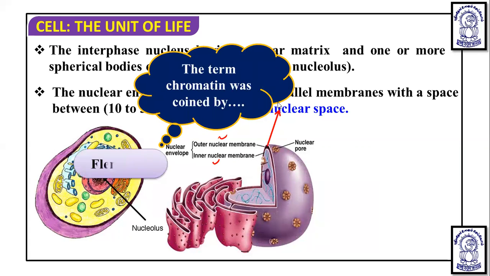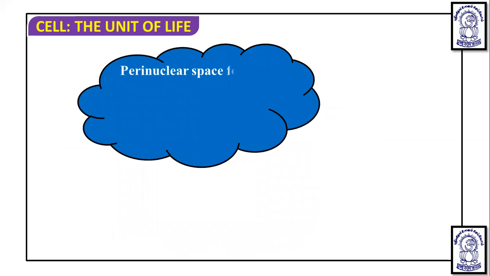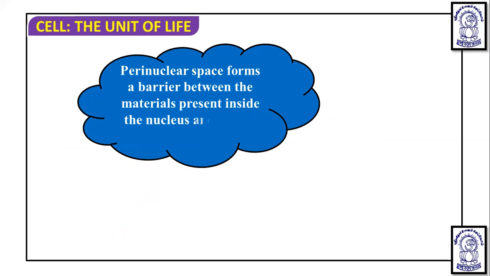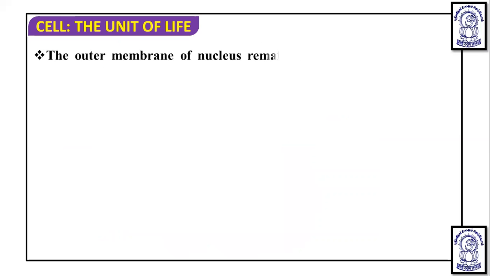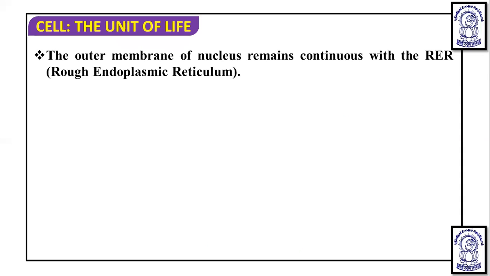The term chromatin was coined by Fleming, as we have studied. The perinuclear space, present between the outer and inner nuclear membranes, forms a barrier between the material present inside the nucleus and that of the cytoplasm. The outer membrane of the nucleus remains continuous with the rough endoplasmic reticulum, which we have also studied. The outer nuclear membrane continues as the endoplasmic reticulum, and it has ribosomes over it, so we call it the rough endoplasmic reticulum.